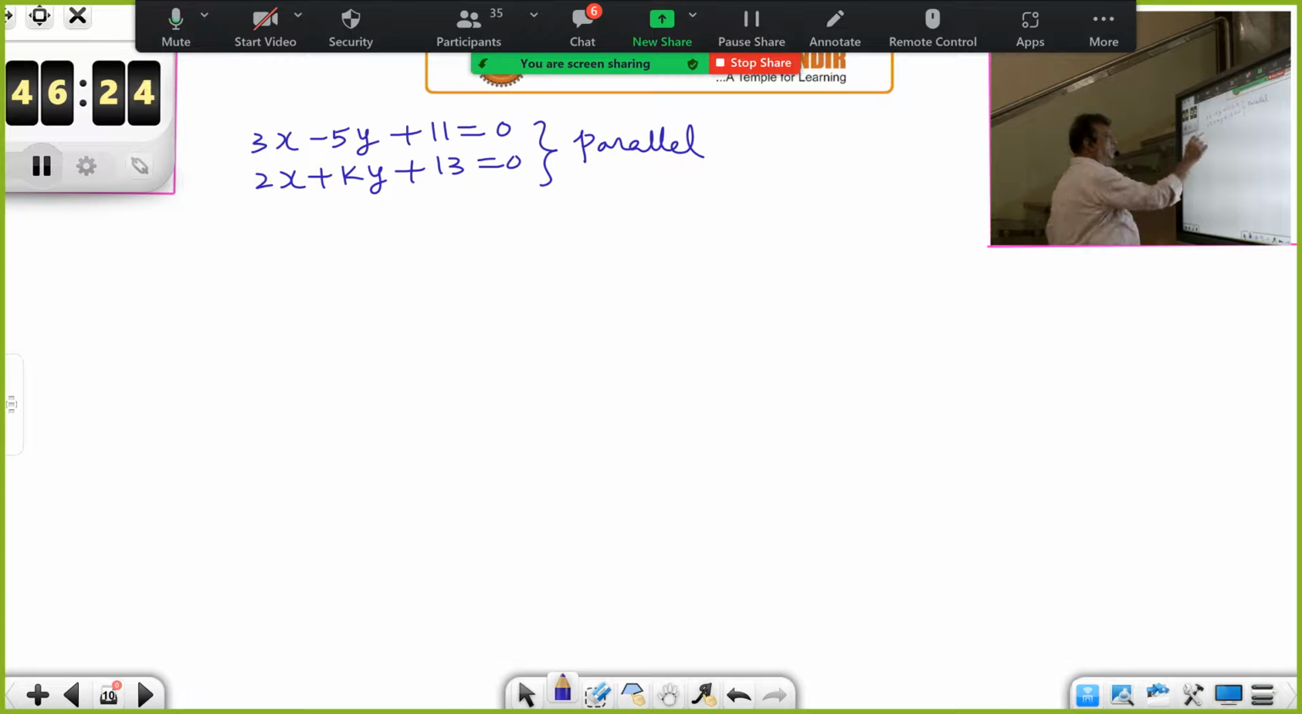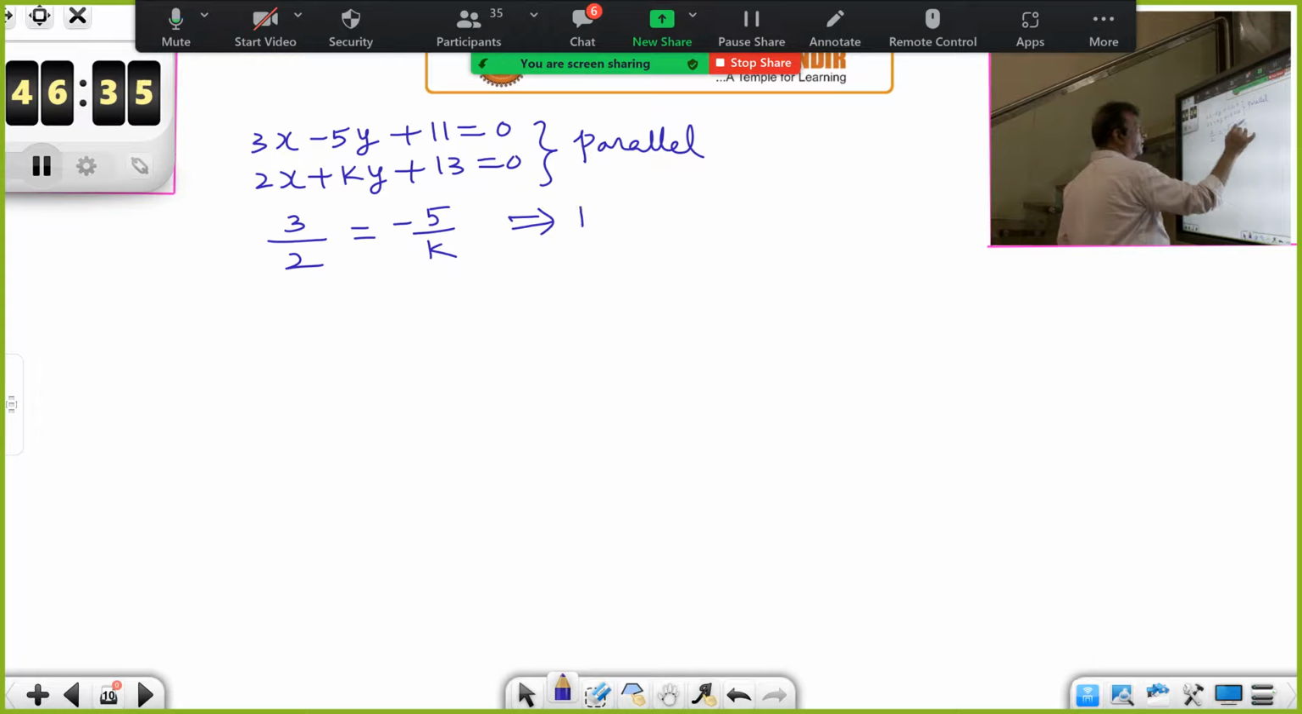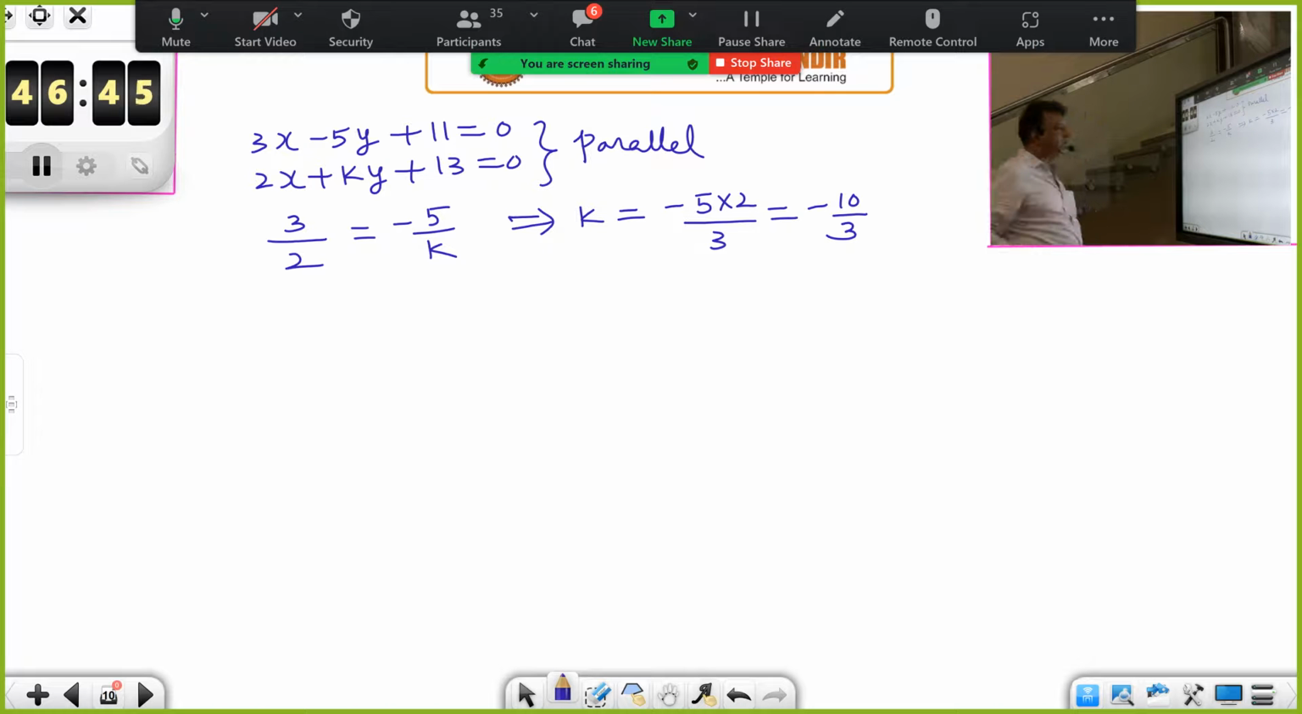Come on, tell me, what is the 3 by? 3 by 2 is equal to minus 5 by k, sir. So therefore k is equal to what? Minus 10 by 3, sir. Minus 10 by 3. That's all. If the lines are to be parallel, the value of k must be minus 10 by 3.